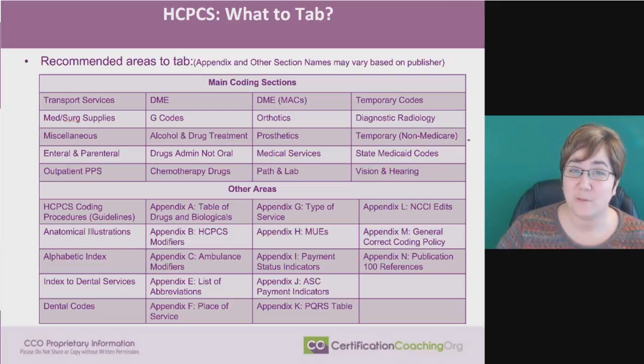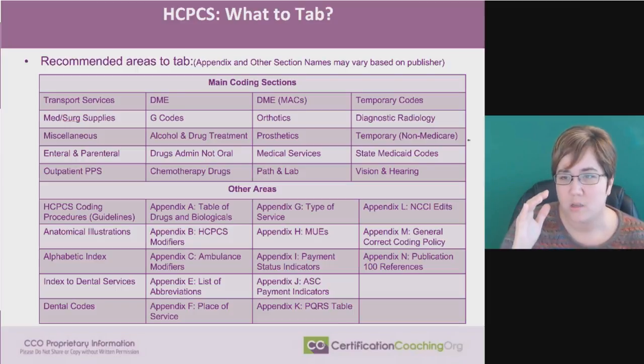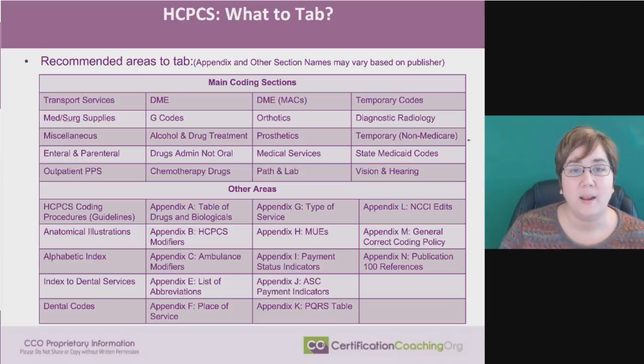It makes it easier for me to flip to that code and not have to think about, okay, well, this code starts with the letter J. That means it's a drug code. So here's where I need to go, right? Instead, my tabs say, oh, codes J0000 through whatever are on this page. So I know where to start looking. Again, it's up to you.